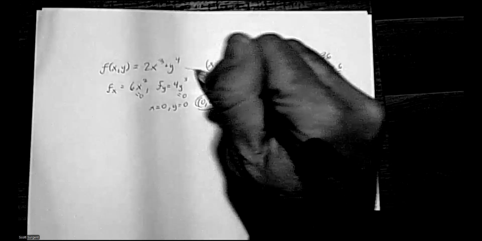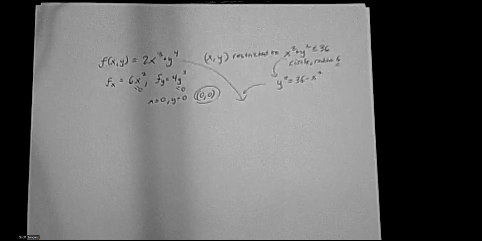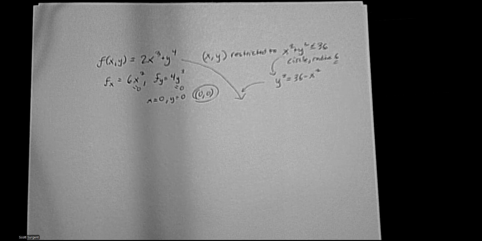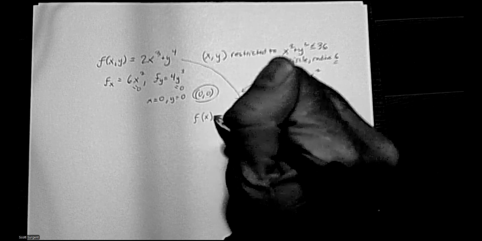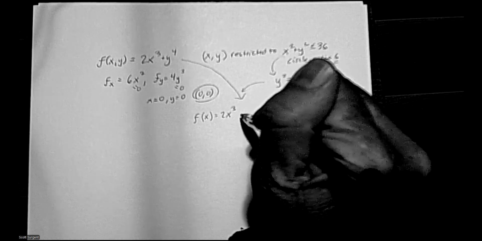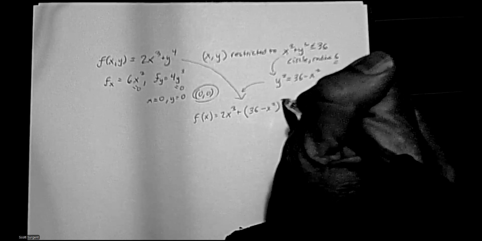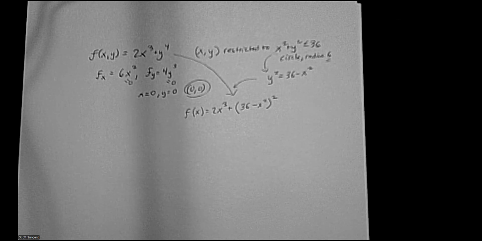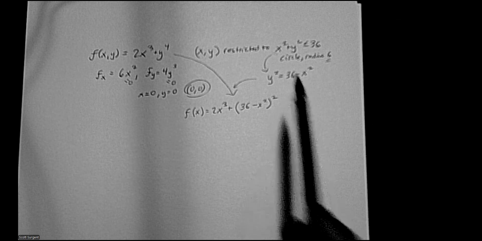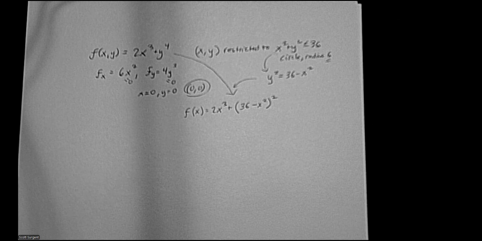And so then kind of follow the arrows. That y to the fourth is actually y squared squared. So I'm going to write this all in terms of x. It's going to be 2x cubed plus 36 minus x squared quantity squared. Does everybody catch that little subtlety? Yeah, let me know if you want that explained. So basically, I just treated y to the fourth as y squared squared. So this is y squared, and I'm just squaring it again.